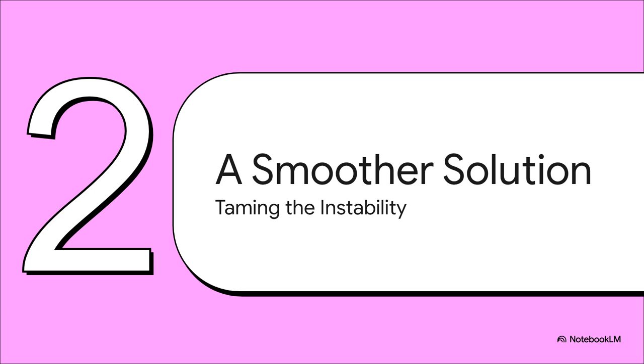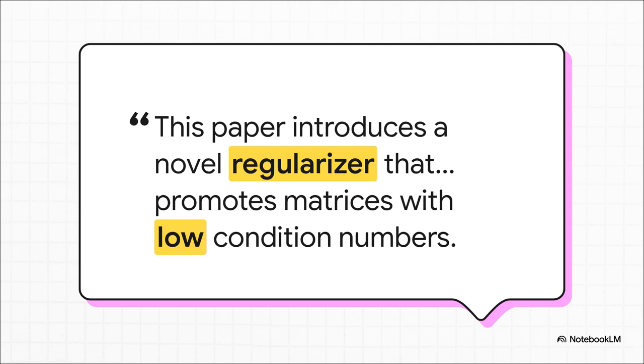But what if you could smooth out that staircase? Well, some really clever research has found a way to do exactly that, creating a much smoother path for an AI to learn how to be stable. And here's the key idea. They created this new tool called a regularizer. You can think of it like a penalty flag that gets thrown during the AI's training process. This little penalty gently nudges the model, encouraging it to build more stable internal parts, the kind with a low condition number, without having to deal with that jagged staircase problem head on.